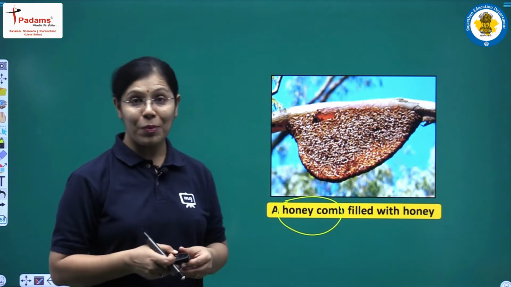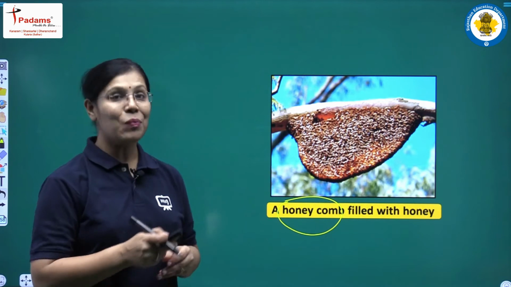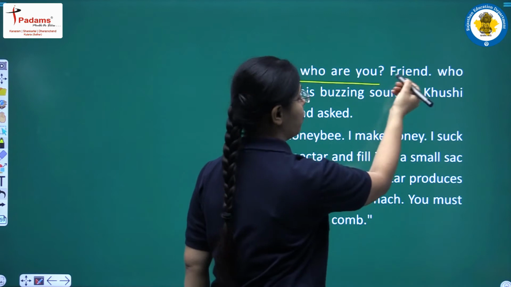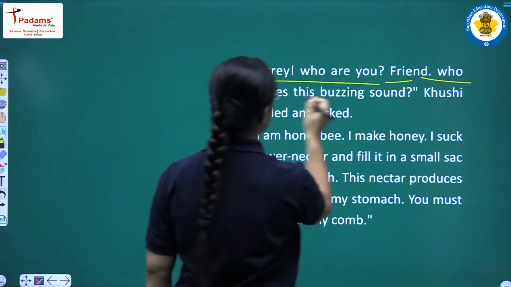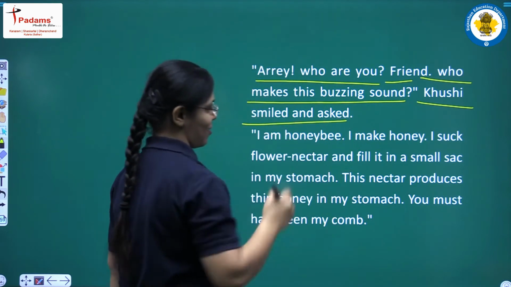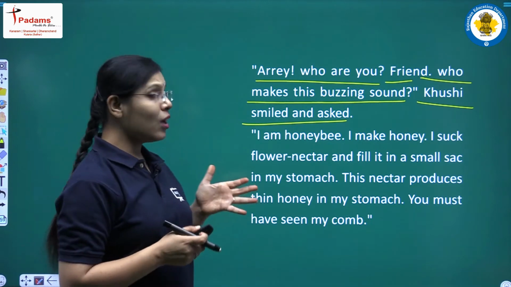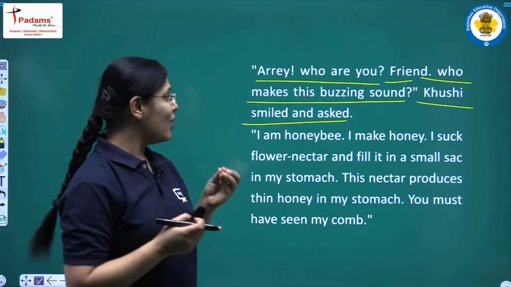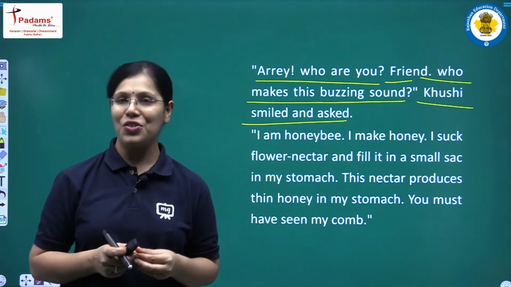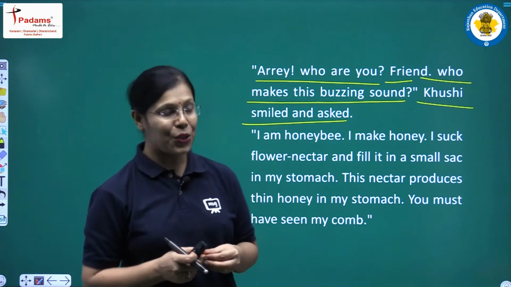So see what happens next when the honeybee asked Khushi to play with her. What did Khushi reply? Arey, who are you, friend? Who makes this buzzing sound? Khushi smiled and asked the honeybee, Arey, who are you, friend? You make this buzzing sound. So, that sound was attracting Khushi and Khushi smilingly asked the honeybee who are you?